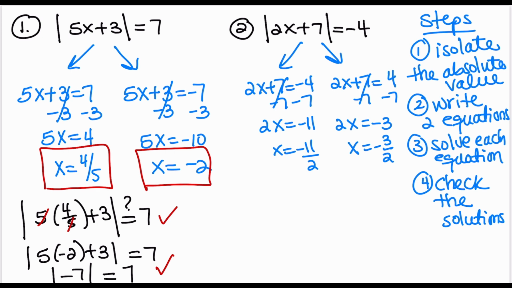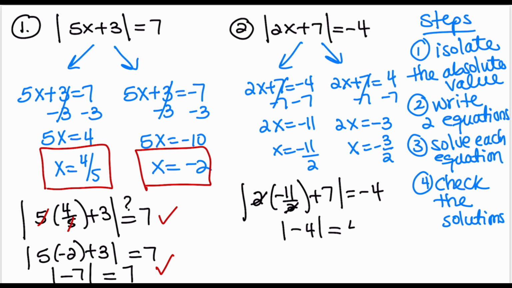So when I go back to check, I'm going to get 2 times negative 11 over 2 plus 7, and I'm trying to check to see if that's going to equal negative 4. Well, here the 2's are going to cancel. Negative 11 plus 7 is the absolute value of negative 4, but the absolute value of negative 4 is positive 4, not negative 4. So obviously this can't work.